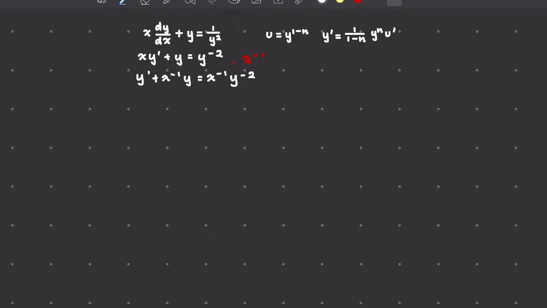So what's the first step? The first step is to calculate our substitutions, where we know our n is negative 2. Remember? Okay, so our n is negative 2, and so we can calculate our u. u is equal to y to the power of 1 minus n. Since our n is negative 2, 1 minus negative 2 is just 1 plus 2, so u = y to the power of 3.